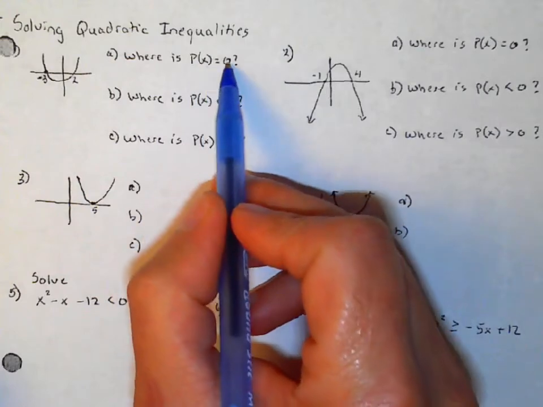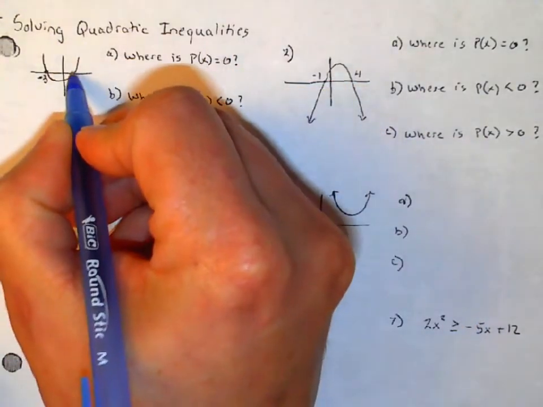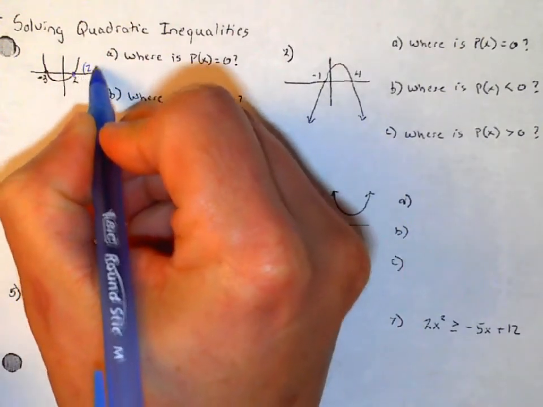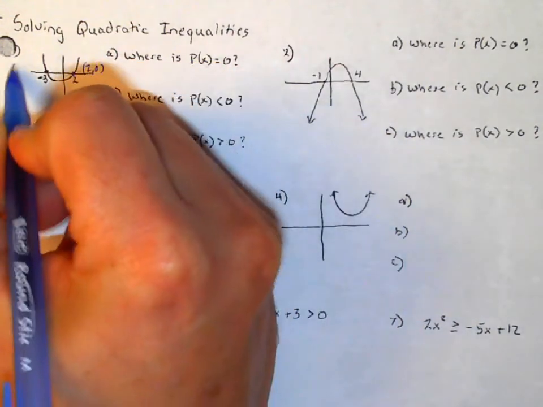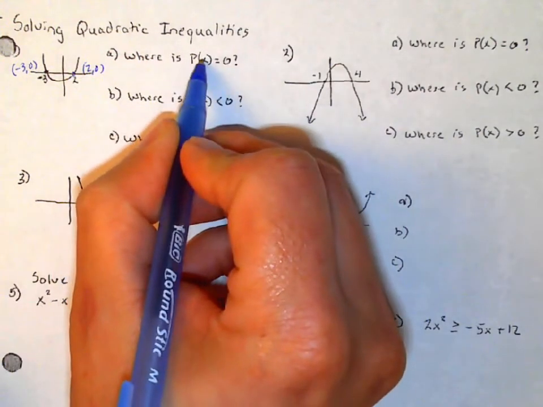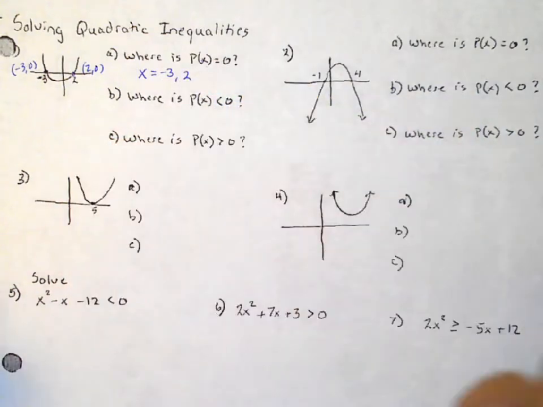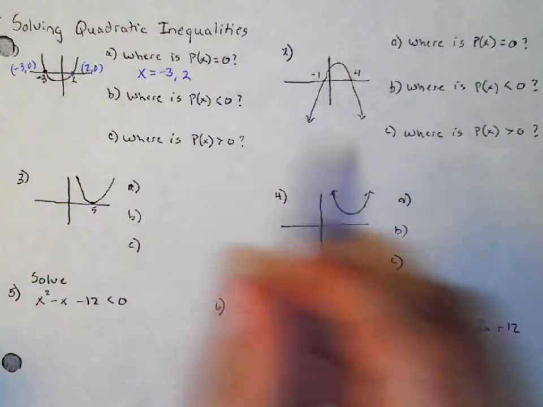Where is p of x equal to 0? Okay, so where are my outputs 0? So if you think about this point right here, this would be the point (2, 0). And this point here would be the point (-3, 0). So I know my outputs, my y's, are 0 when x is equal to -3 and 2. Those are our solutions, where it's equal to 0.